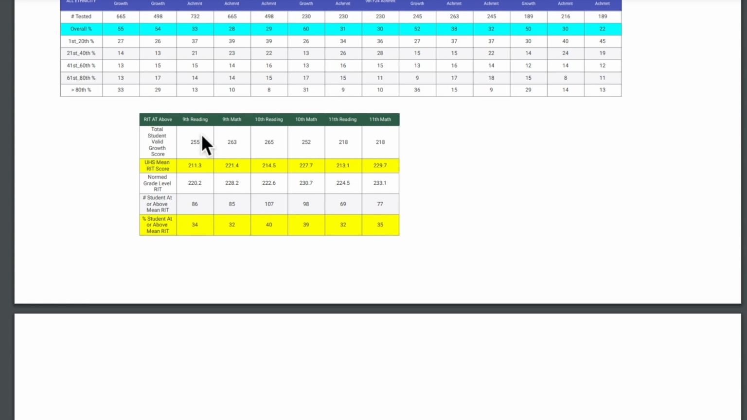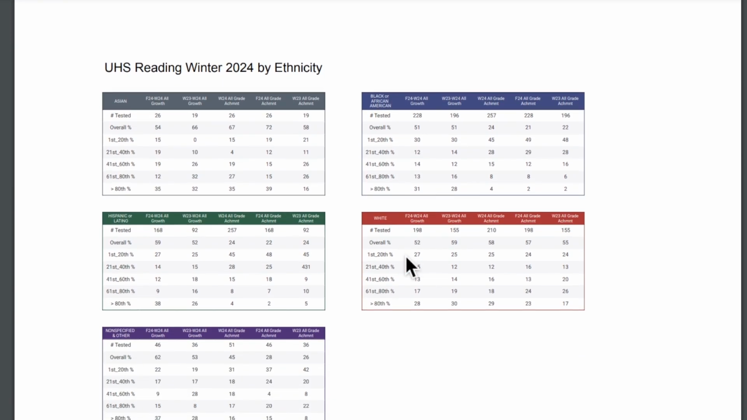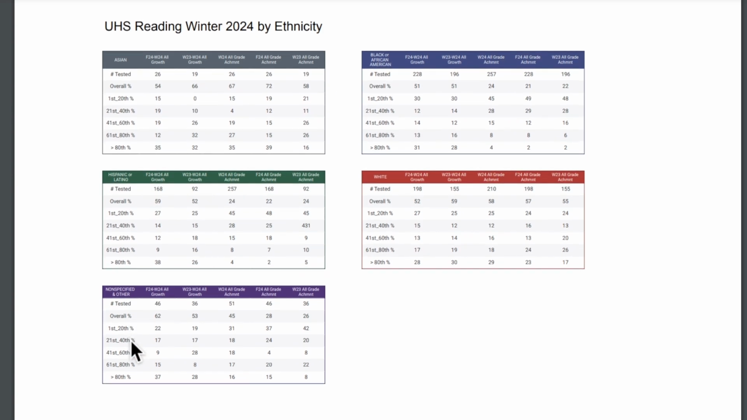So you can see 9th grade reading, 9th grade math, 10th grade reading, 10th grade math, 11th grade reading, 11th grade math. So you can take time and make comparisons. And then the last data point, and this will be the same for math as well, I looked at the scores based on ethnicity. So here we have Asian, Black, African American, Hispanic or Latino, white, and non-specified other.